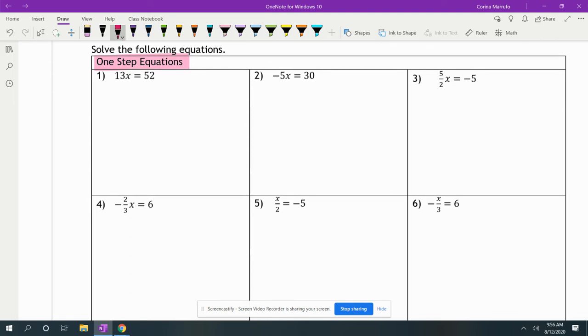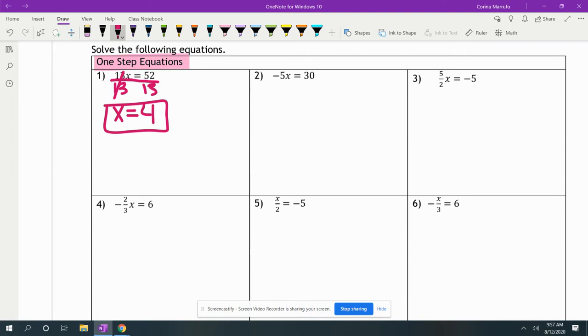So if we look at this first one, 13x, when the 13 and the x are side by side like that, that means that they are multiplying with each other. So in order for us to cancel out that 13, we're going to have to do the opposite of multiplication, which is divide, okay? But you can't only divide one side, you also have to divide the other side. So if we do 13 divided by 13, it cancels out, and we're left with x equals, and then 52 divided by 13 gives us 4. Okay. And it only takes one step to solve this.